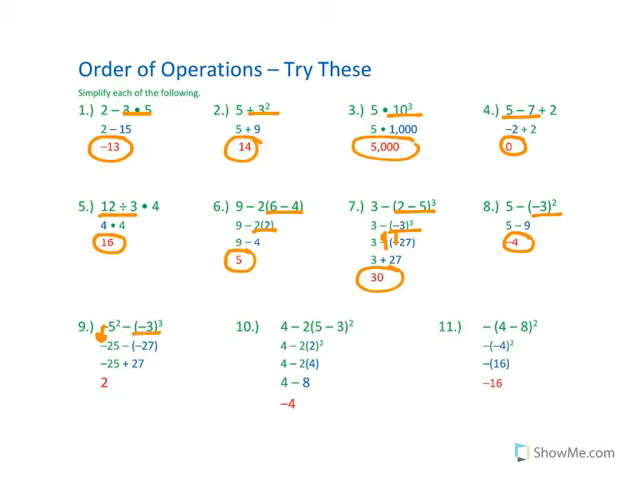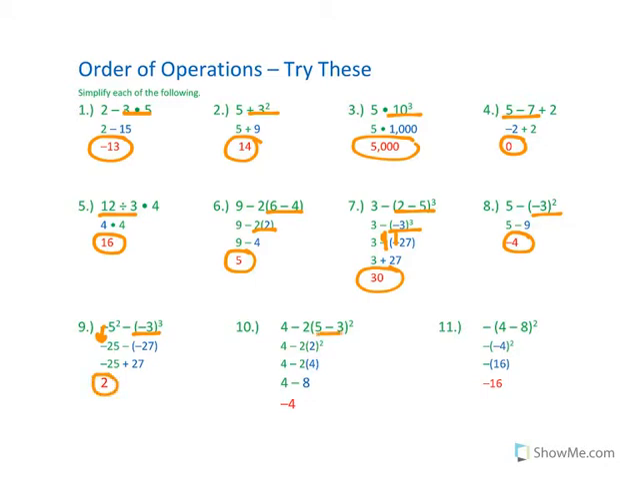And then here I've got negative 3 to the third power. So negative 25 minus negative 27. You don't do anything with the two negatives in the middle. Remember, parentheses and exponents come first. So now we have negative 25 plus 27, 2.